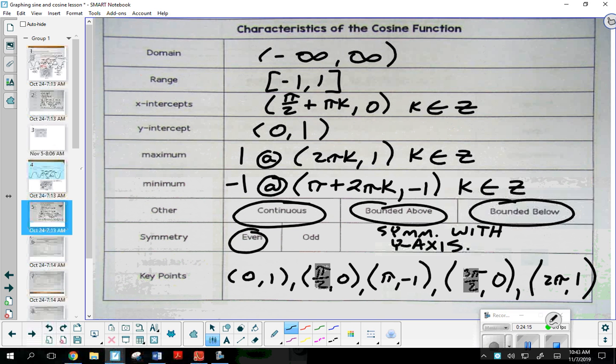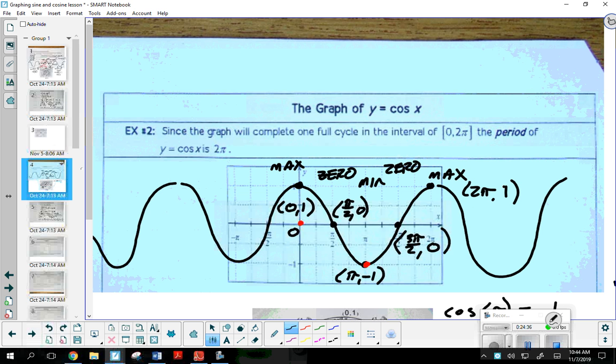Okay. Now the notation is very similar to what we had before. Here the x-intercepts are going to be pi over 2 plus pi k, 0, where k is an integer. Would anybody like me to go ahead and plug in and show you how we get those? You want to do that? Okay. So let's try a few. Pi over 2 plus pi times k, comma 0.